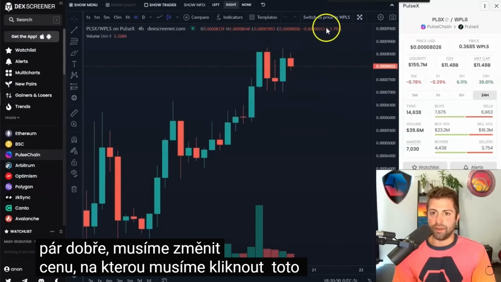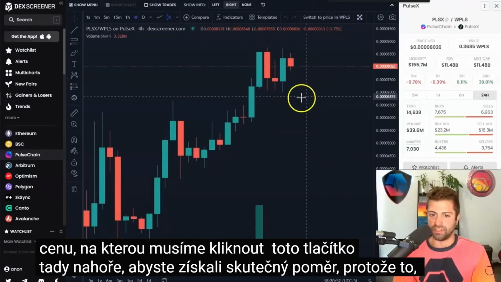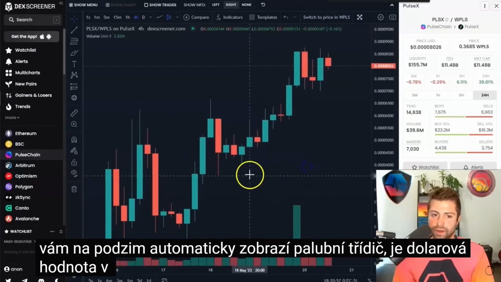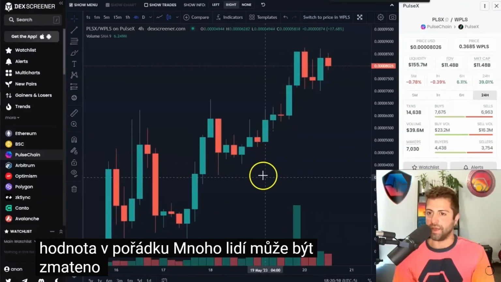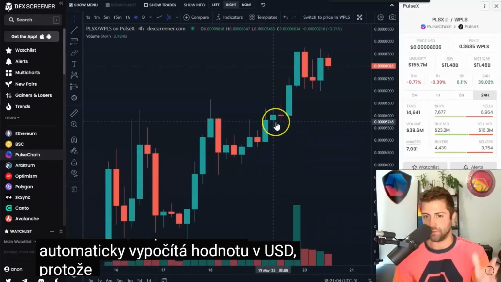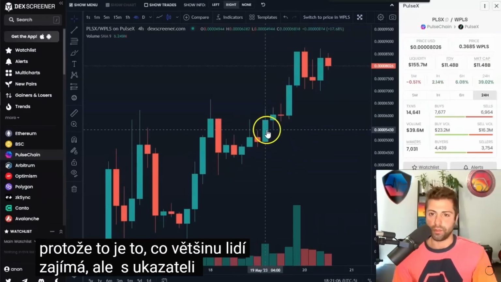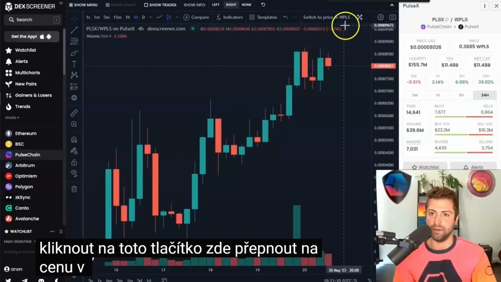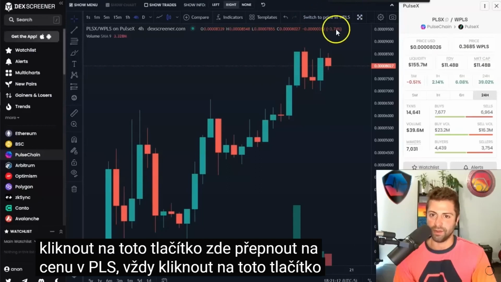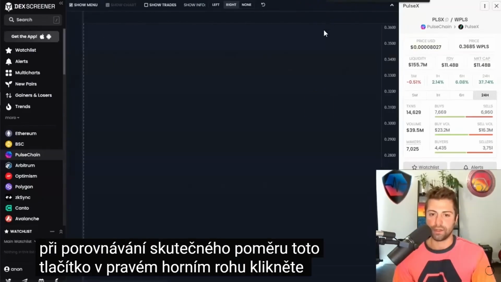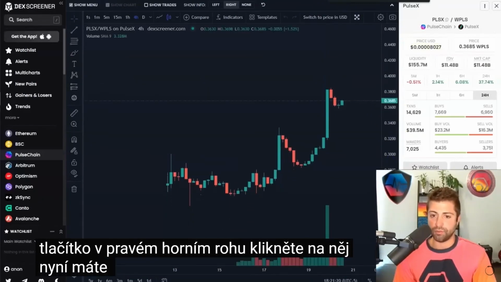We got to click this button up here to get the real ratio, because what Dex Screener automatically shows you is the dollar value. All right, a lot of people might be confused about that. Dex Screener will automatically calculate the USD value because that's what most people care about. But with liquidity ratios, you want to click this button here, switch to price in PLS. Always click this button when comparing the actual ratio. This button in the top right corner. Click it. Now you have the ratio, right?